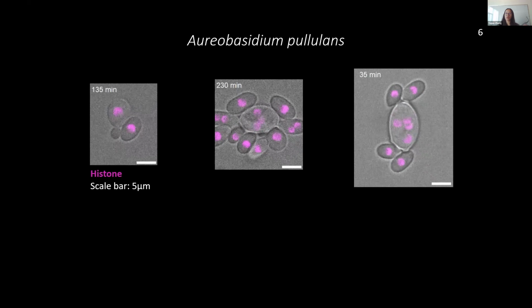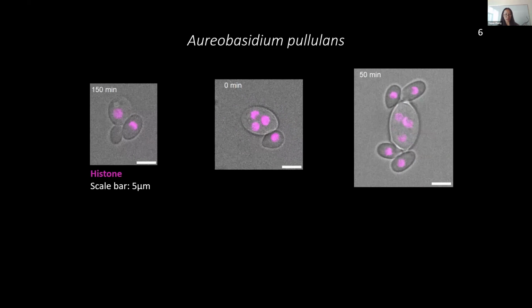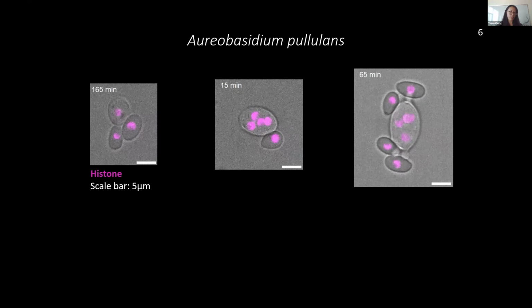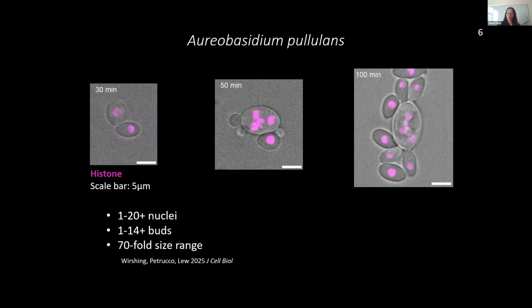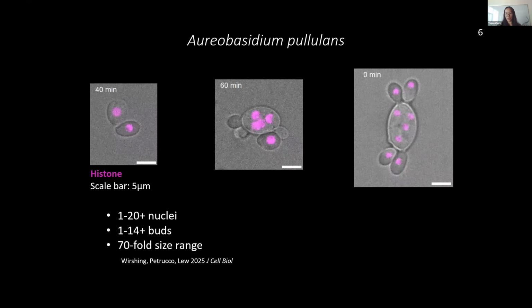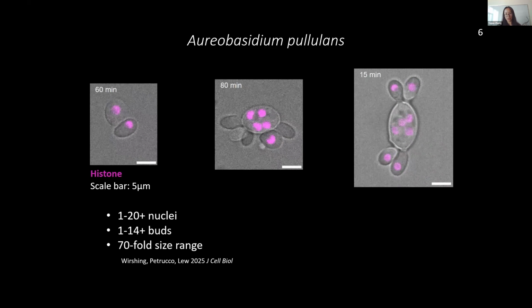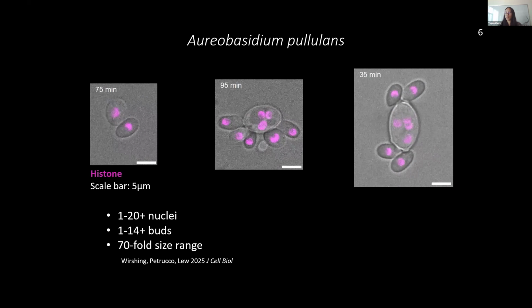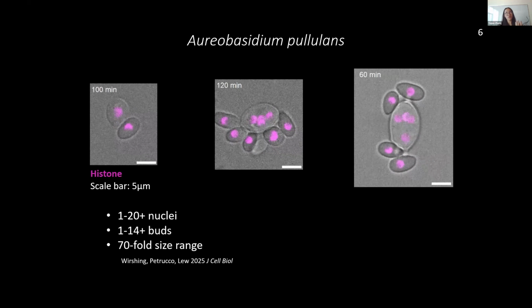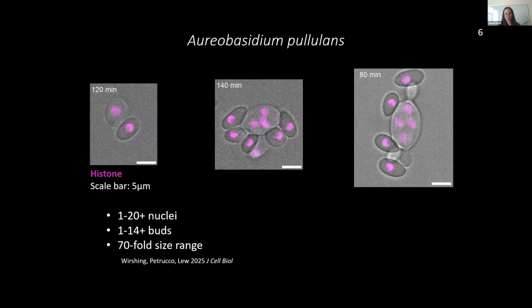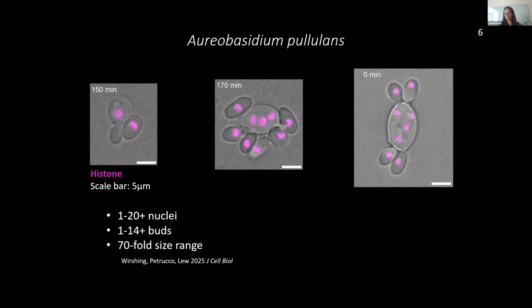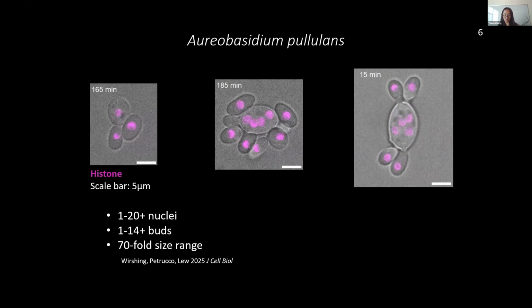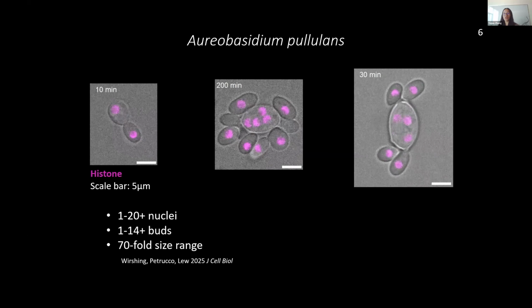Previous quantification by another postdoc in the lab found that a single pullulans mother cell can contain a variable number of nuclei, make a variable number of buds, and have a huge variability in size. My interest is in whether there is any coordination between morphogenesis and the cell cycle. But to start with, we really have to first understand what the cell cycle looks like in pullulans.